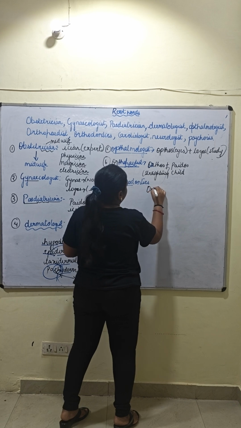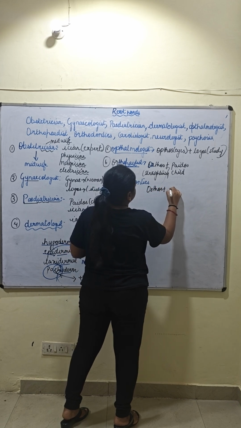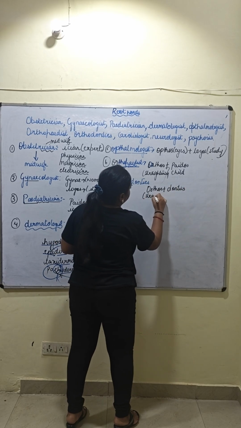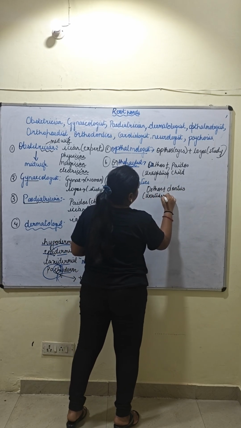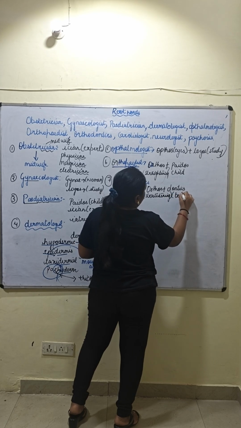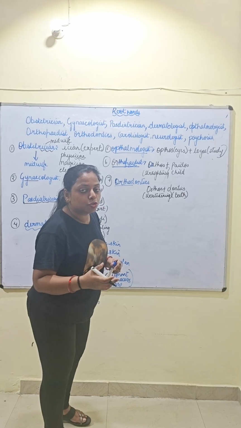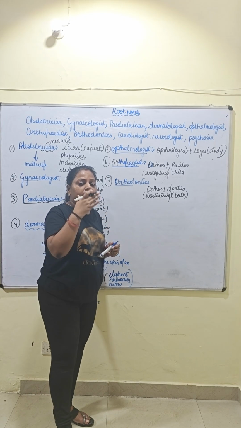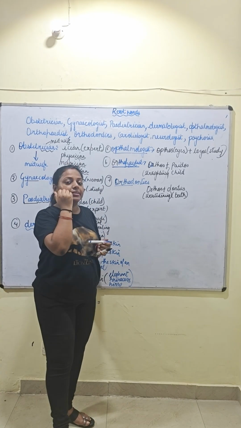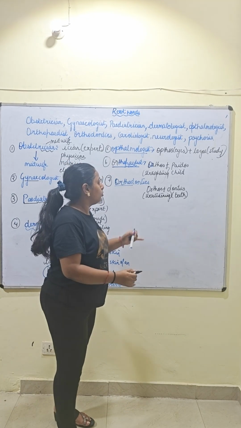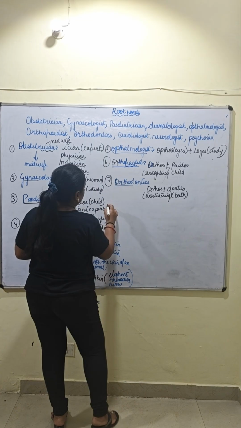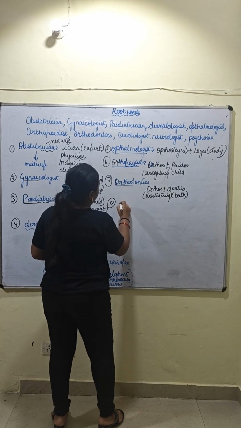You can break this word into ortho plus dontos, or dontics, whatever it is. Ortho means straightening, and dontos means teeth. So if somebody has to make his teeth straight, if the person has any deformity in his teeth, then he will go to see an orthodontist.